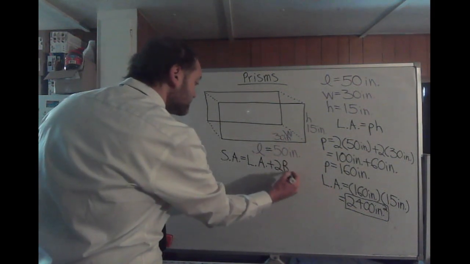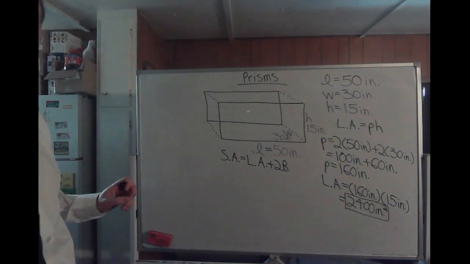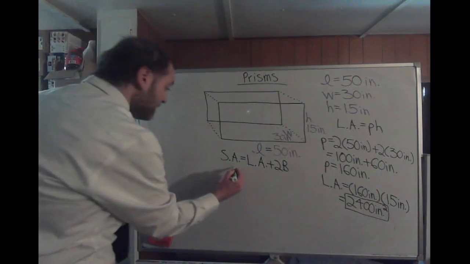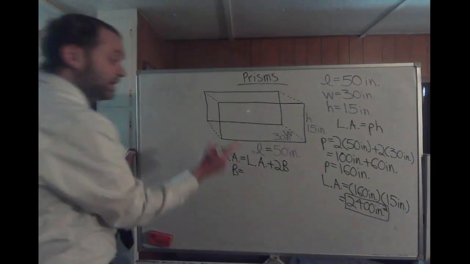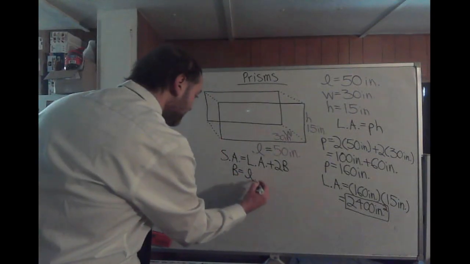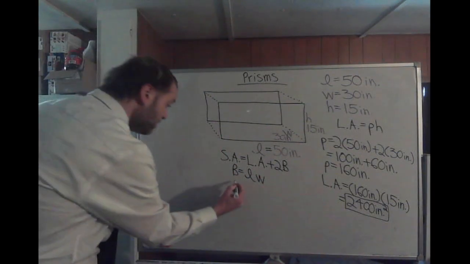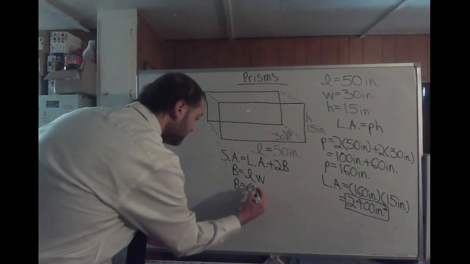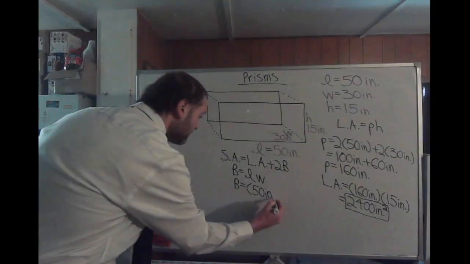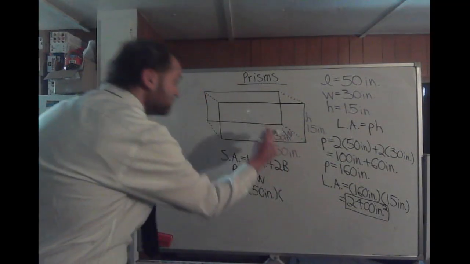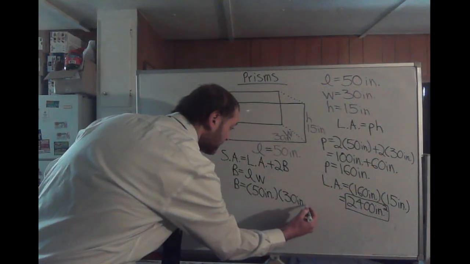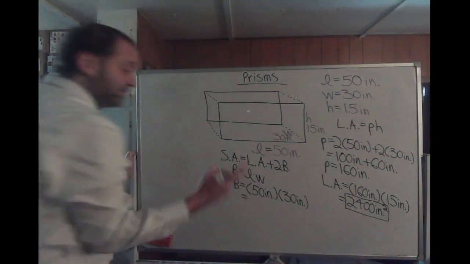of the base. Well, hang on a second. What's the area of the base? That we don't know just yet. The area of the base, since it's a rectangle, of course, is equal to the length times the width, which means the area of the base is equal to that length of 50 inches times the width of 30 inches.